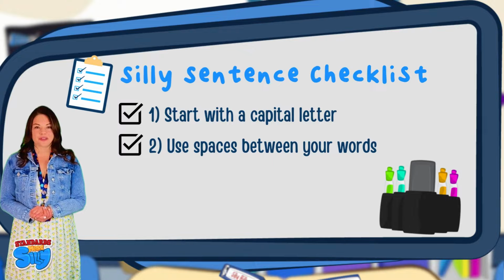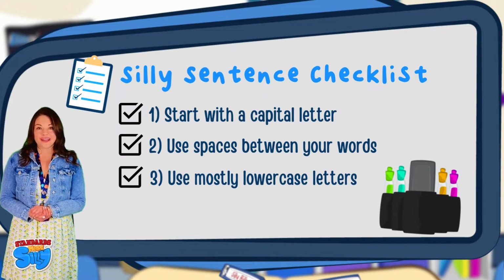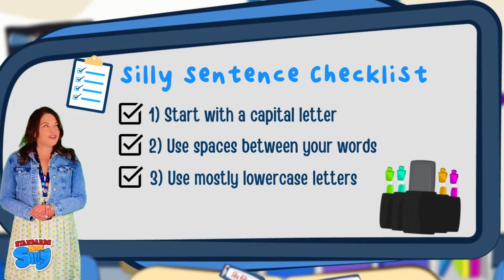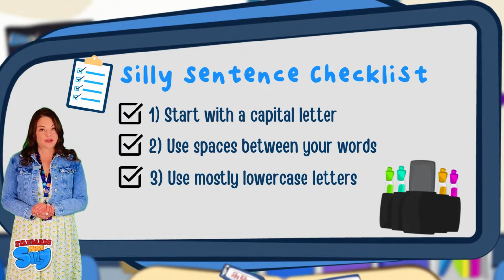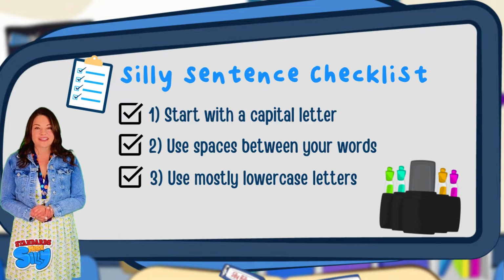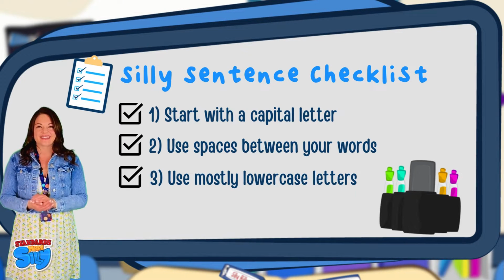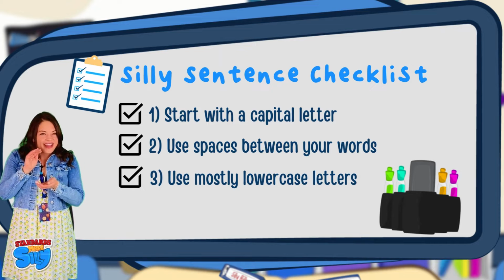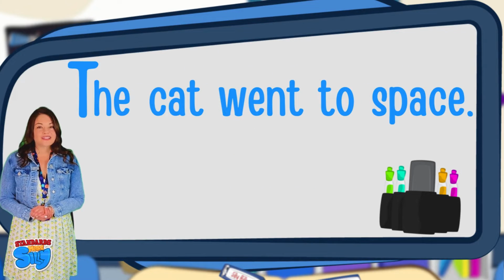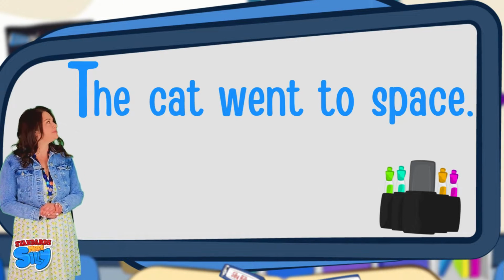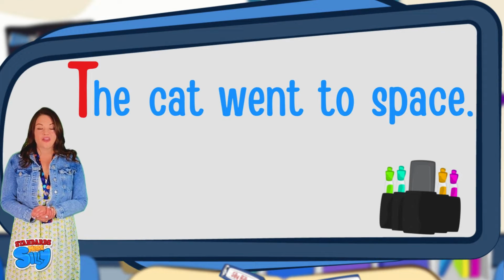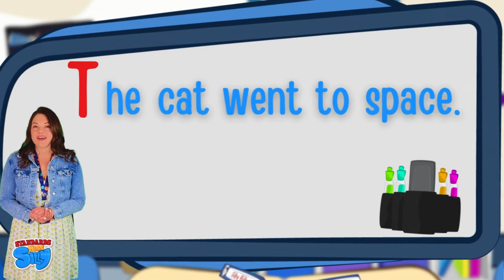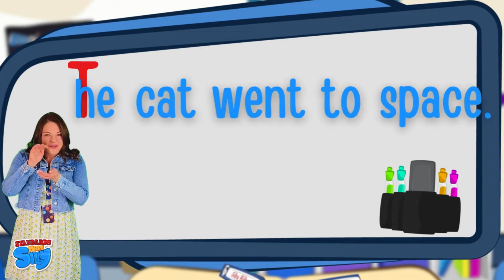Checklist item number 3. Use mostly lowercase letters when you're writing. Like we just talked about, the first letter in the sentence needs to be capital, but all of the other letters need to be lowercase. You say that. Lowercase. Let's look at our sentence and see how we use mostly lowercase letters. As you might notice, only the beginning letter, the T, is capitalized. Everything else is lowercase.